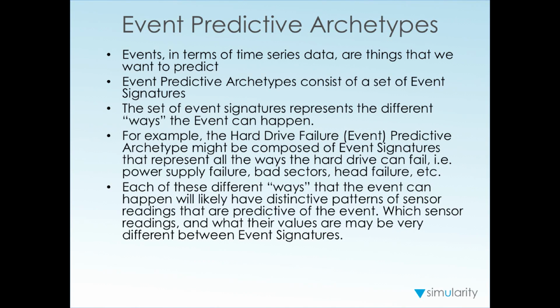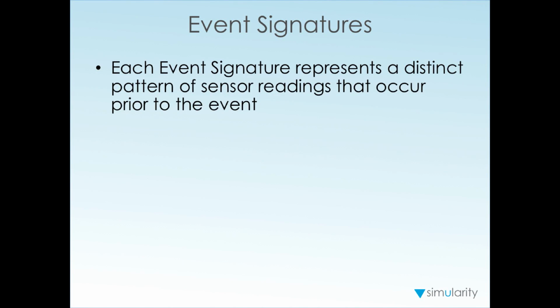Each of these different ways that the event can happen will have a distinctive pattern of sensor readings that are predictive of the event. Which sensor readings are predictive and what their values are may be very different between event signatures, such as those for a power supply failure versus those for a head failure. So an event signature represents a distinct pattern of sensor readings that occur prior to an event.